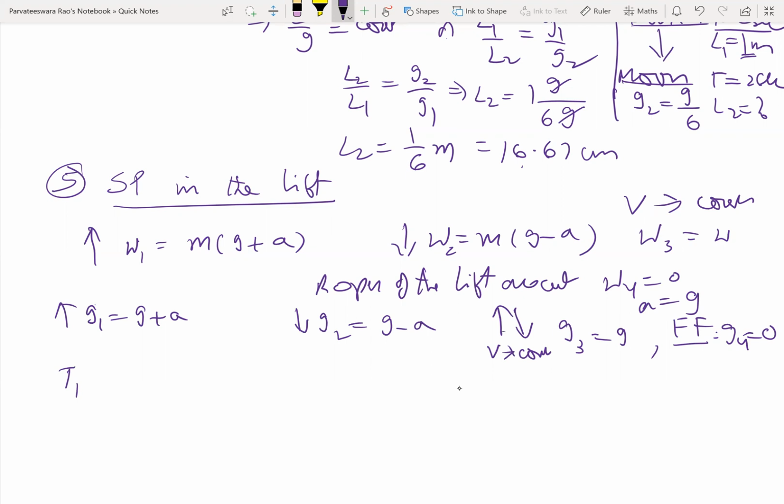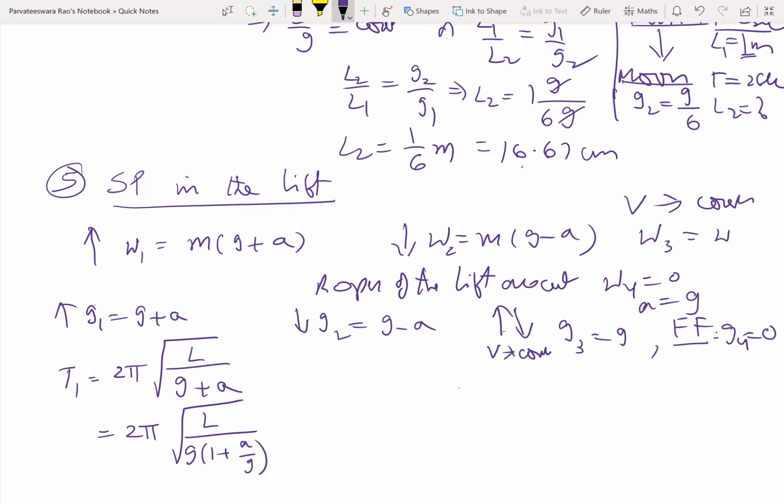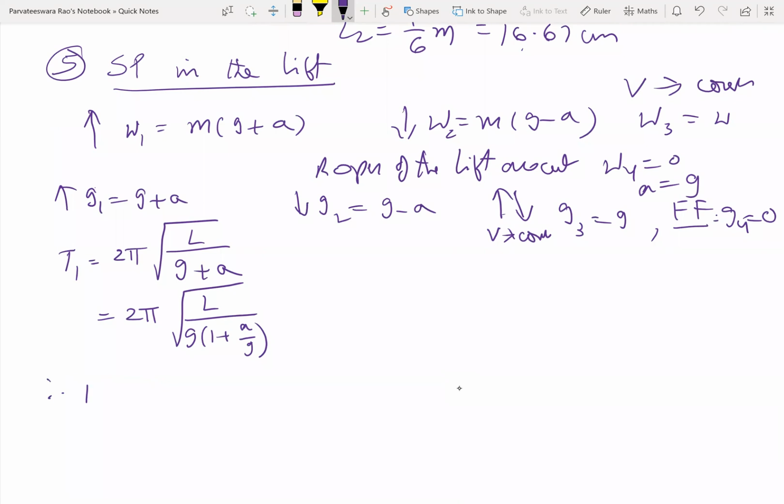So you kept an oscillating pendulum in the lift. Suppose it is going up, then T1 is 2 pi root of L by (g plus a). 2 pi into root of L by g, you take common, 1 plus a by g. Therefore, T1 will be T0 by root of (1 plus a by g). So the denominator is increasing, therefore it is less than T0.